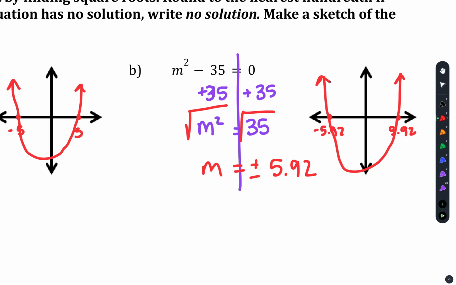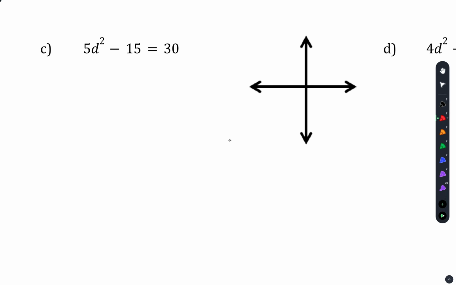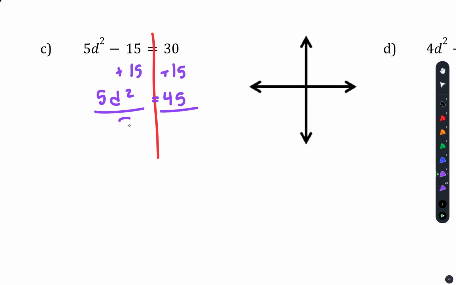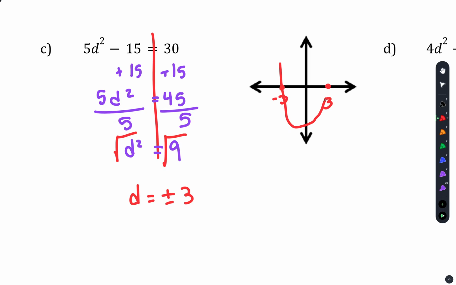Good? Okay, things start to get a little bit weird, so let's pay attention here. Let's move this 15 over. Let's add 15 to both sides. 5d squared equals 45. D squared equals 9. Does 9 have a perfect square factor? It's 3. So we have d equals plus or minus 3. There's -3. There's +3. It goes through both.